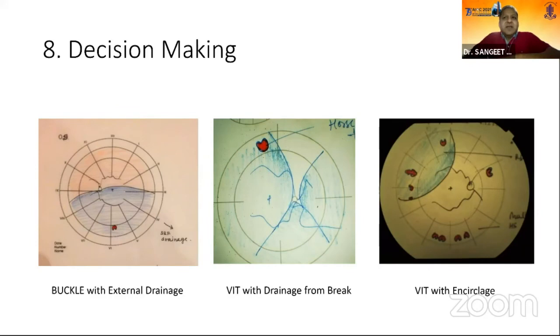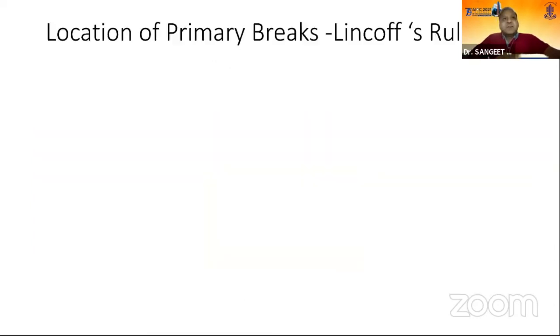Again, decision making is very important. You can see on the left-hand side there is a simple inferior retinal detachment. I will probably do a buckle with an external drainage in this patient. While looking at the drawing in the middle, a superior HST with a bullous retinal detachment, I planned for a vitrectomy with gas. In the last patient there were multiple tears all around, which means that there is some element of circumferential traction, and I planned a vitrectomy with encirclage.